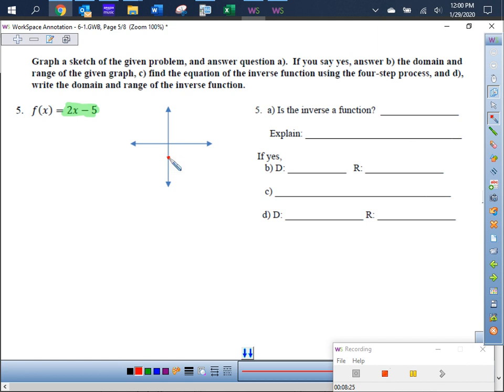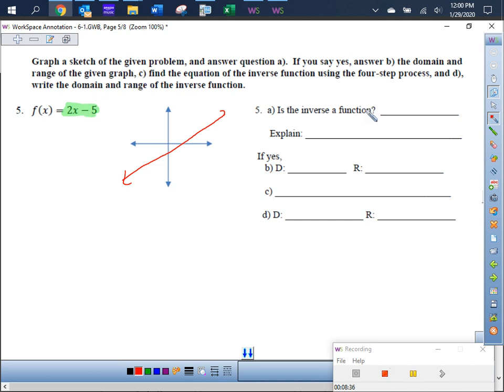Y-intercept of -5, probably right here. Slope of 2, that's positive, so it's going up from left to right. I kind of missed my point there, but it's going up from left to right. This is a perfect sketch of the line y equals 2x minus 5. If you didn't know what it looked like, you could punch it in the calculator.